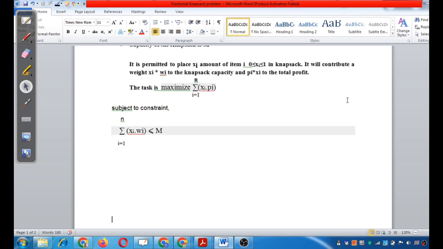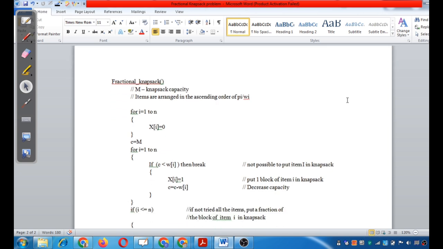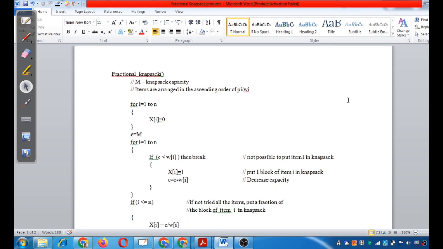The solution for this problem is x, the resultant array. We are expecting the result: how much quantity, how many blocks or units of the ith item are taken. It is shown through the array x. Initially we make everything 0, that is, nothing is put in the knapsack. Then C is equal to M. M is the capacity of the knapsack.